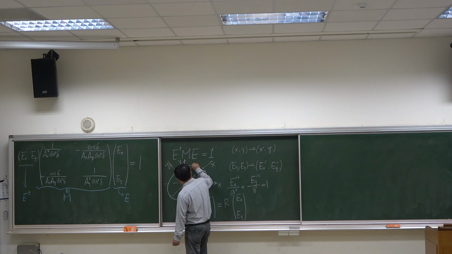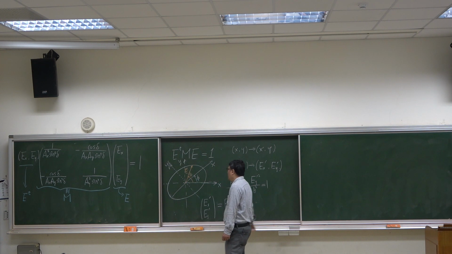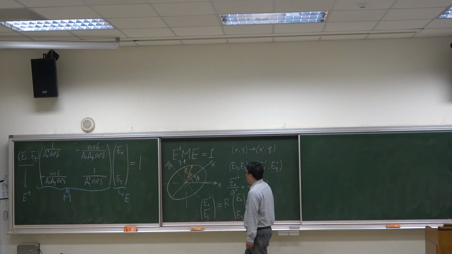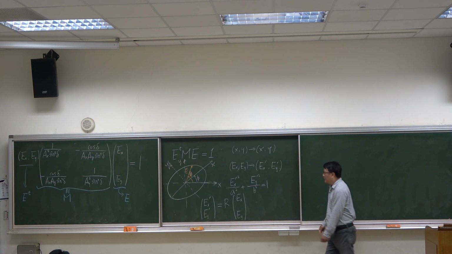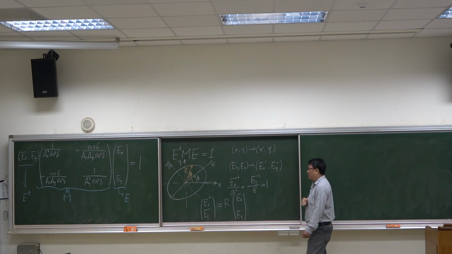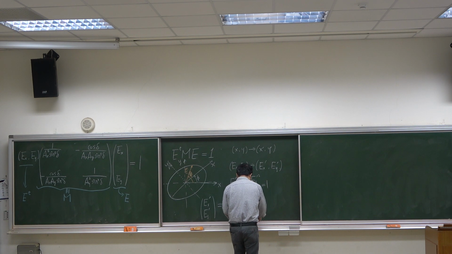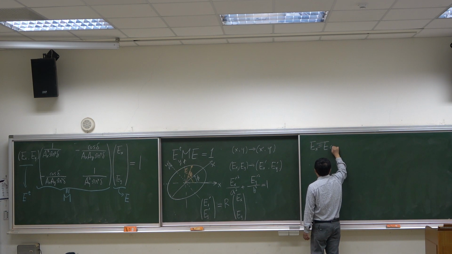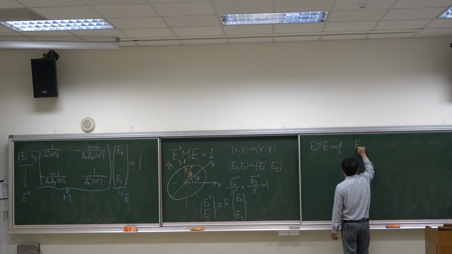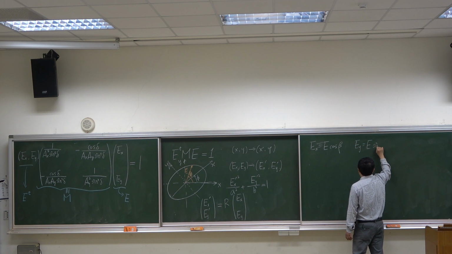In general, I have an E vector like this. This is the E vector. Suppose this angle is... I can't call it theta, what should I call it? Okay, I'll call it beta. I call this angle beta, which is the direction of the E vector. So Ex is E cosine beta, and Ey is E sine beta.